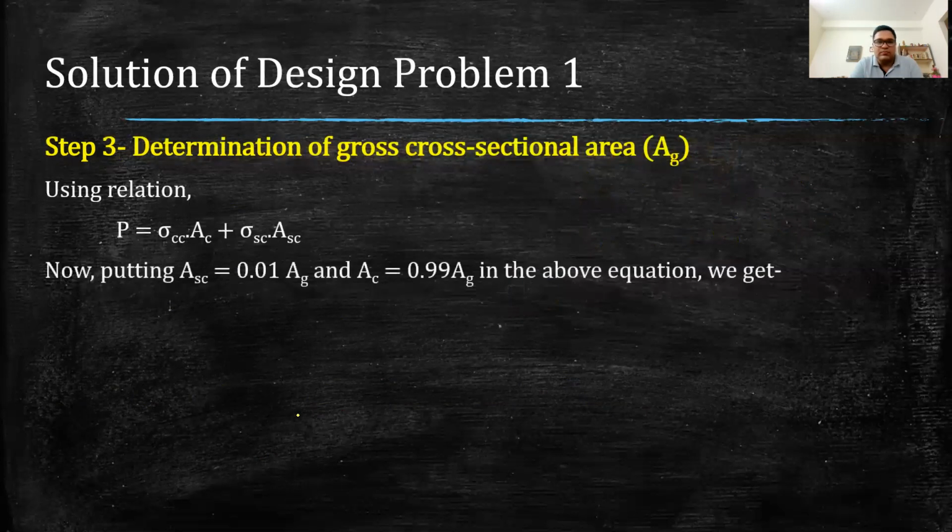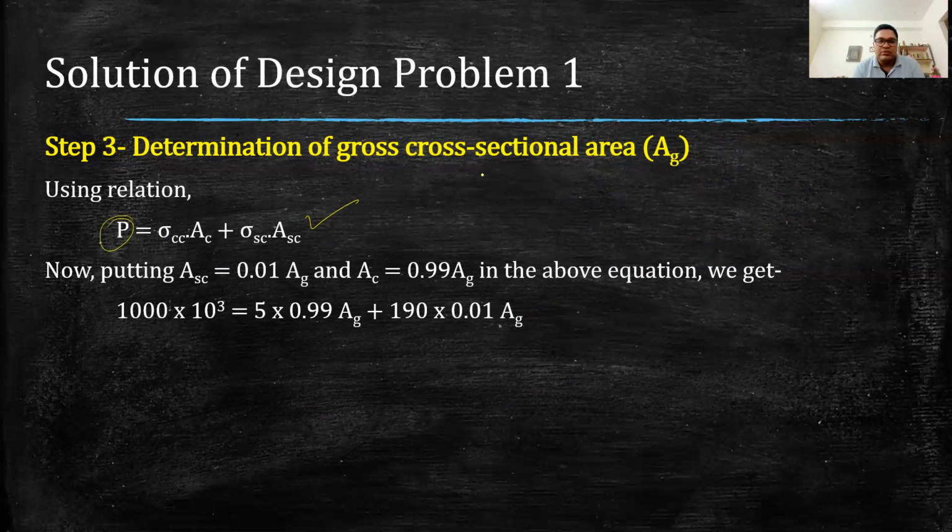So putting these values in this equation, we already have P. We will find out AG in terms of mm square. Area of cross section of column will be in terms of mm square. Now it means we have to convert our load into Newton, because these permissible stresses are also given in Newton per mm square. So that is why we have to convert this P value in Newton as well.